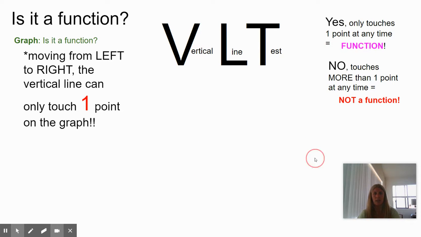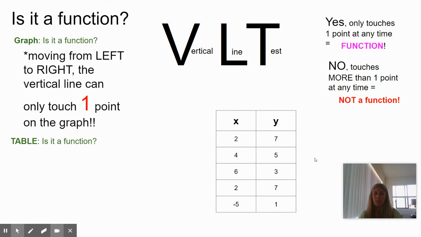Now we're going to take a look at a table of values, and we'll be able to look at that table and see whether or not it's a function. So here's our first example. Here we have a set of ordered pairs that we could plot and see if it passes the vertical line test, but we want to just be able to look at the table. We're basically going to do a flow chart to see if it's going to be a function or not.